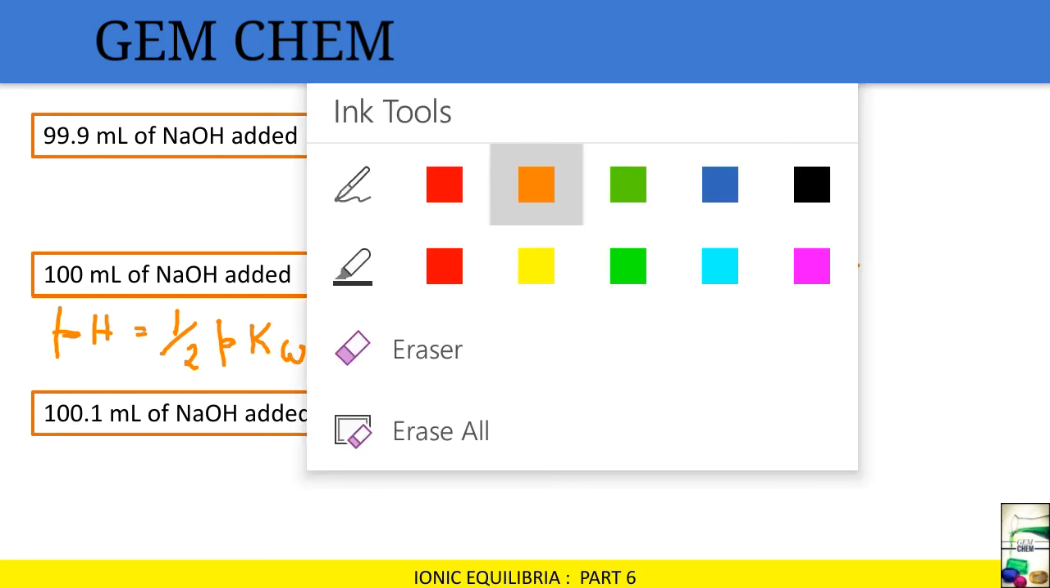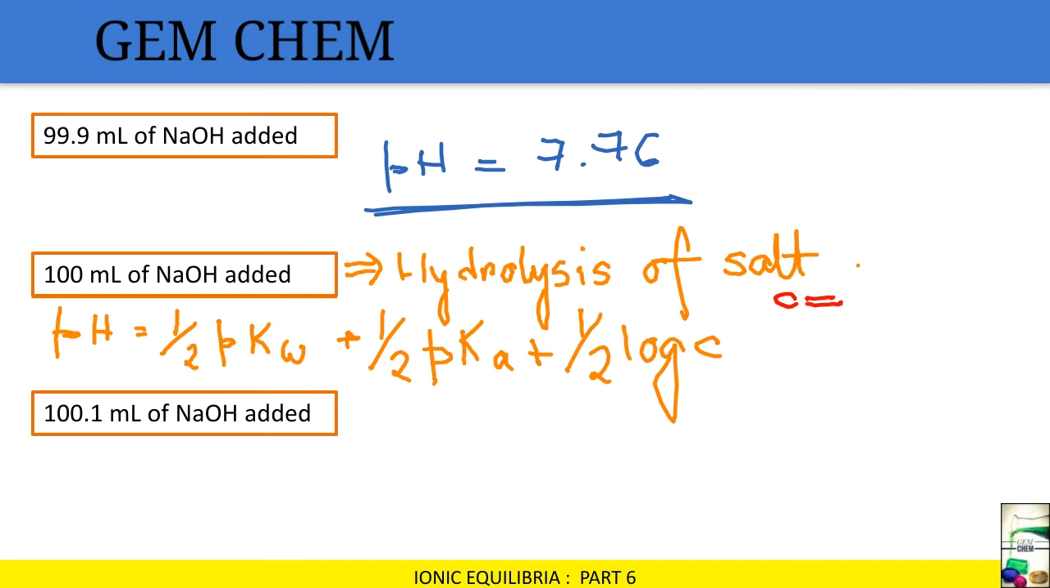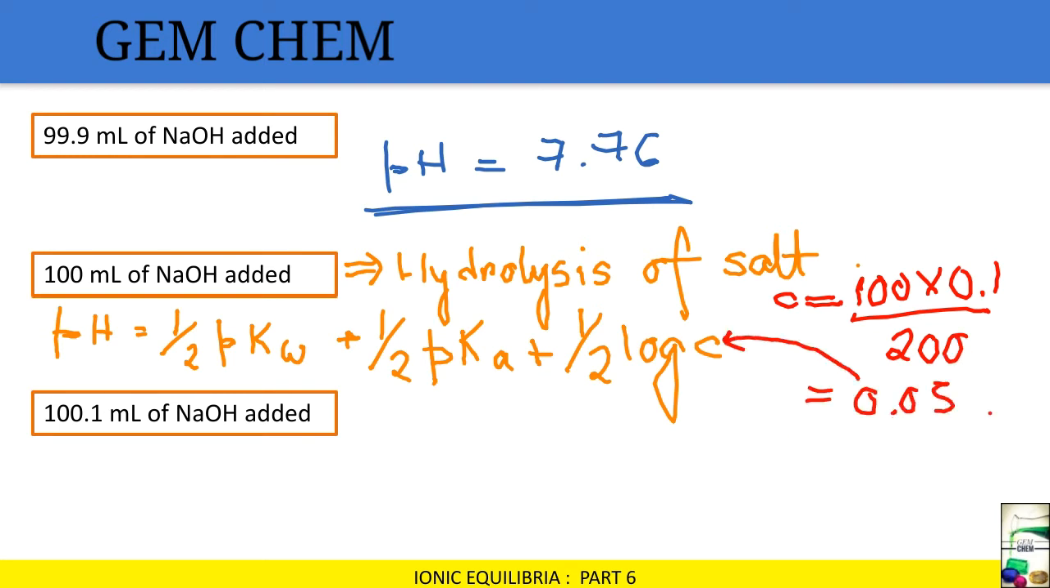The concentration C is the concentration of salt, so 100 ml of salt is formed into 0.1 concentration divided by 200, that is the total volume, and it comes to be 0.05. So here we substitute 0.05, we know the pKa value, and Kw we know is 10 to the power minus 14, right? So ultimately pH in this case comes to be 8.73.